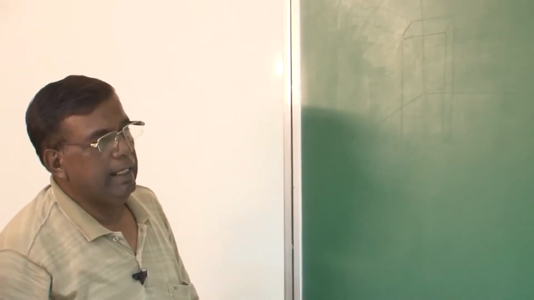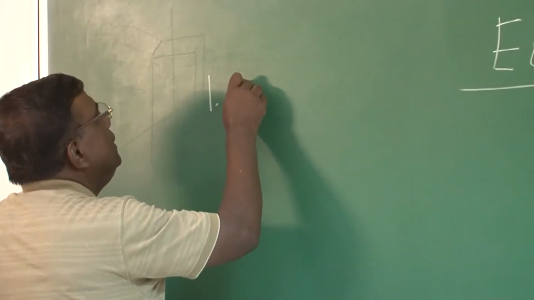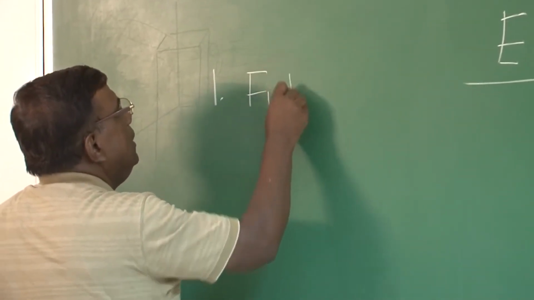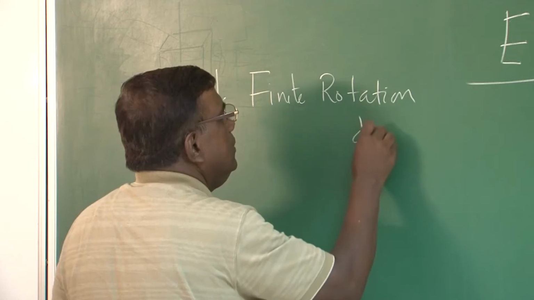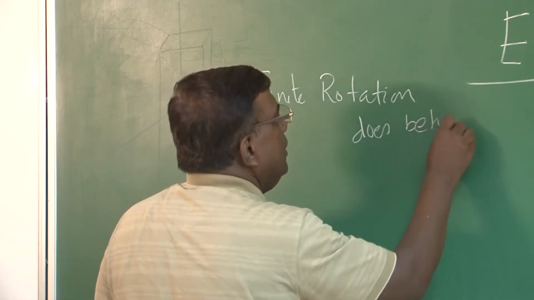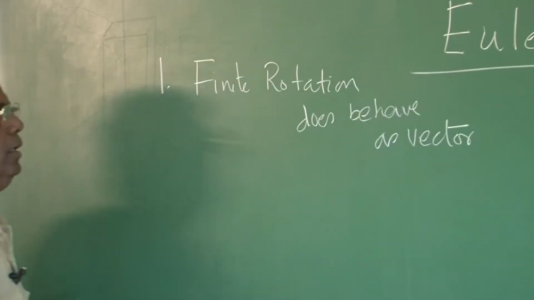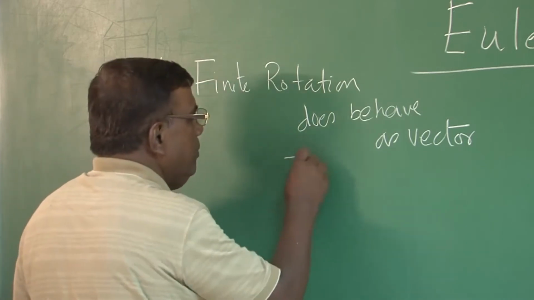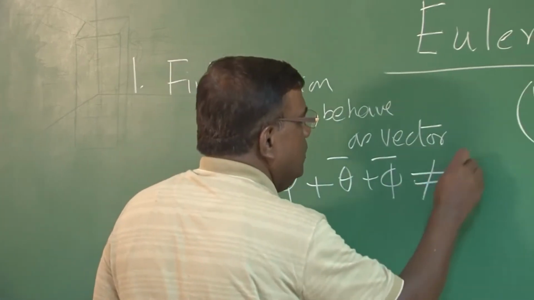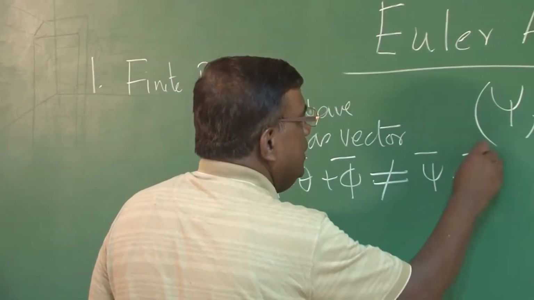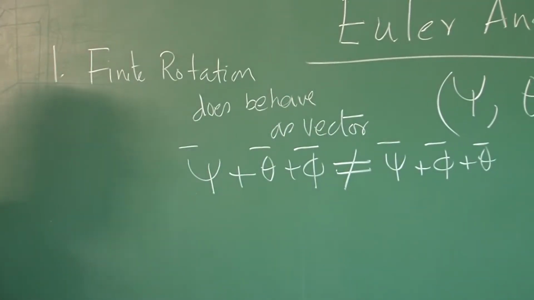Before we go into Euler angles, two things we need to understand. One is that finite rotation does not behave as a vector, that is, psi plus theta plus phi need not be equal to psi plus phi plus theta or any other combination. So finite rotation does not behave as a vector.